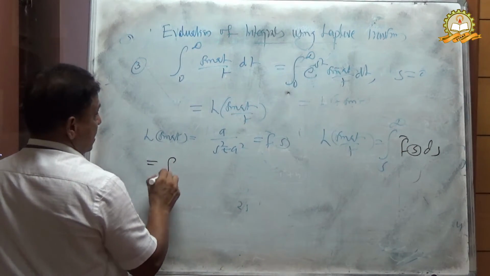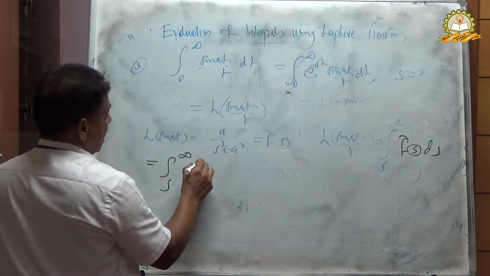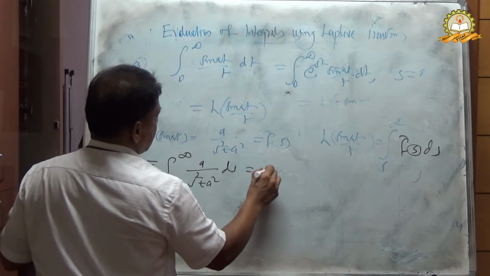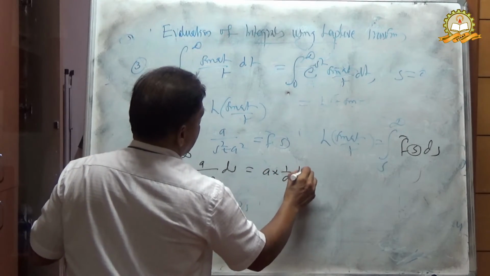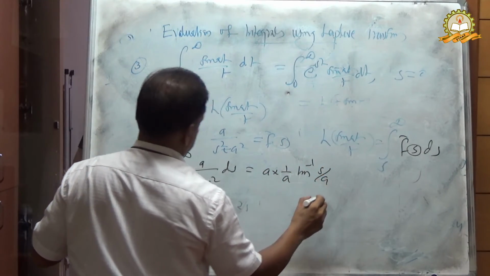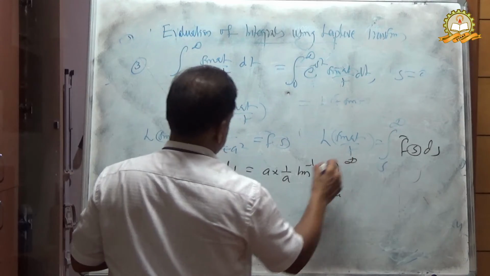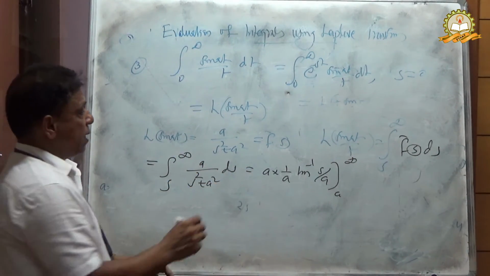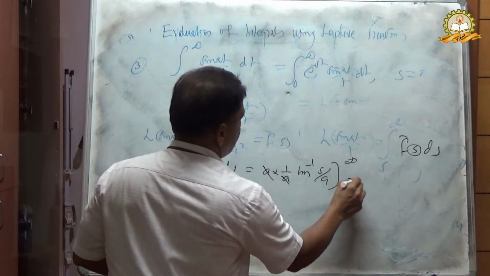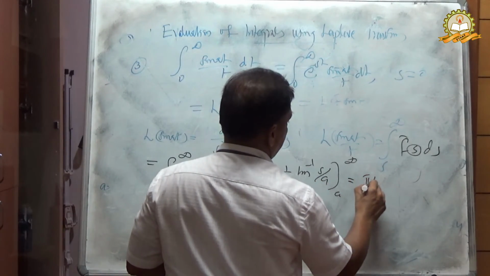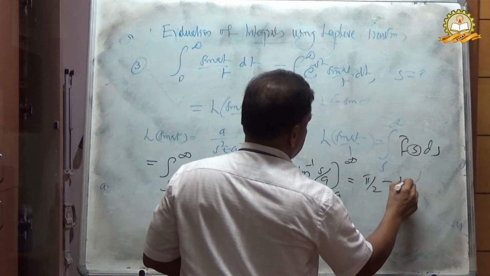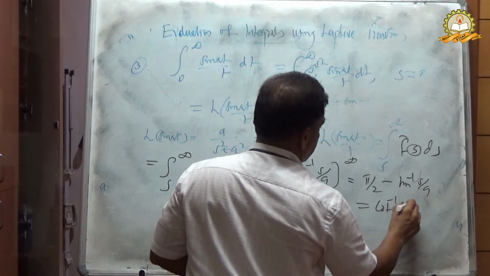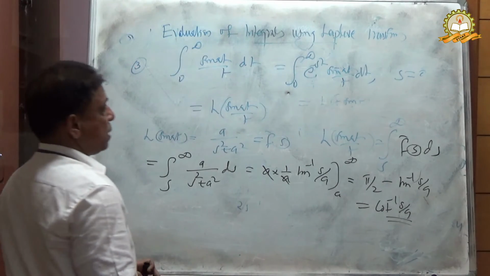That is the integral from s to infinity of a by s square plus a square ds. That is a into 1 by a tan inverse s by a, from s to infinity. Apply the integral formula for 1 by x square plus a square. Cancel a, therefore tan inverse infinity, which is pi by 2, minus tan inverse s by a. That is equal to cot inverse s by a.